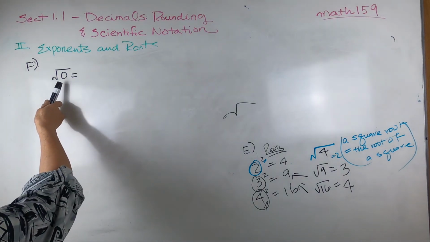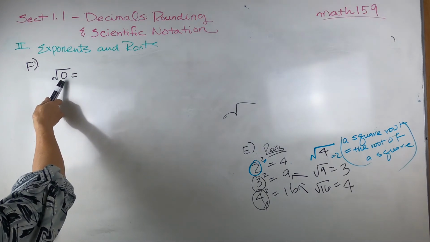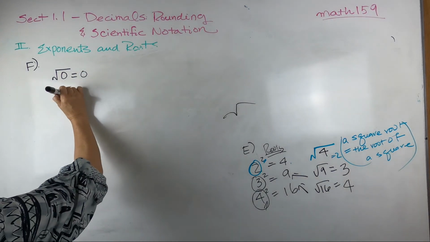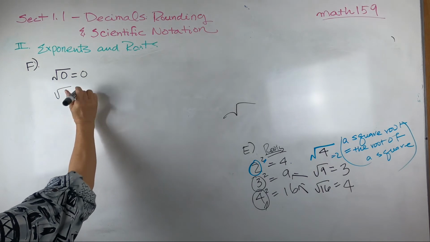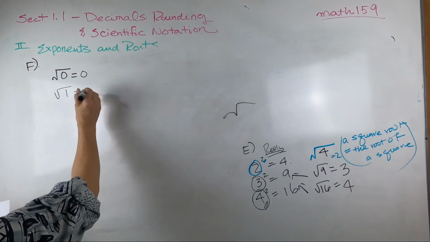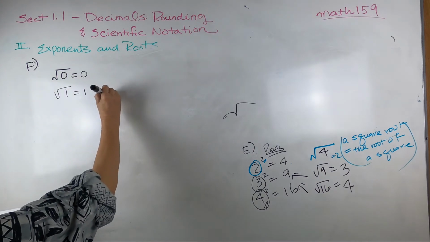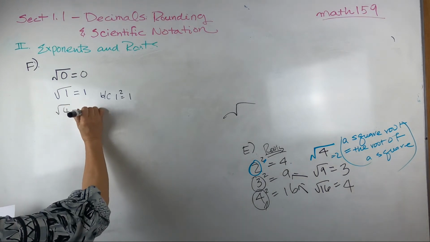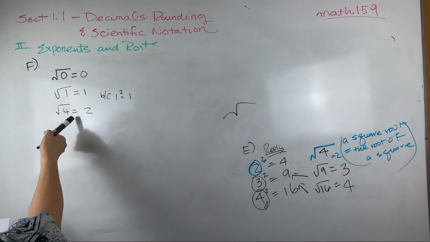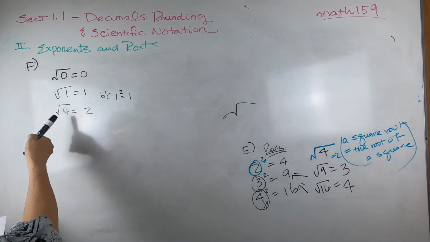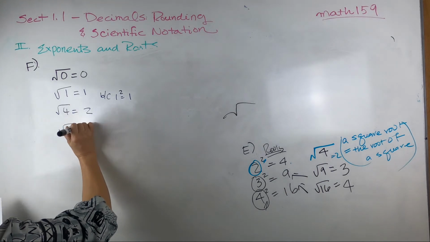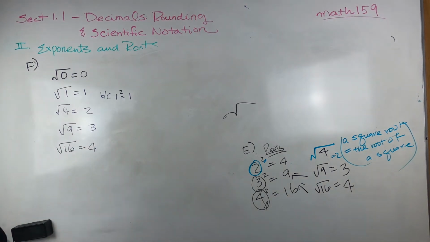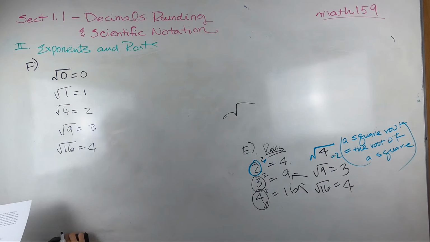So, square root of 0, what number, which is the root, take a square will become 0. That's 0. Right? Then square root of 1 is what? Which number? Take a square is 1. That's 1. Because 1 squared is what? 1. Right? Square root of 4 would be what? 2. Right? Because the root of square. And 2 squared is 4. Square root of 9 is what? 3. Square root of 16 is what? 4. Right? Because 4 squared becomes 16.